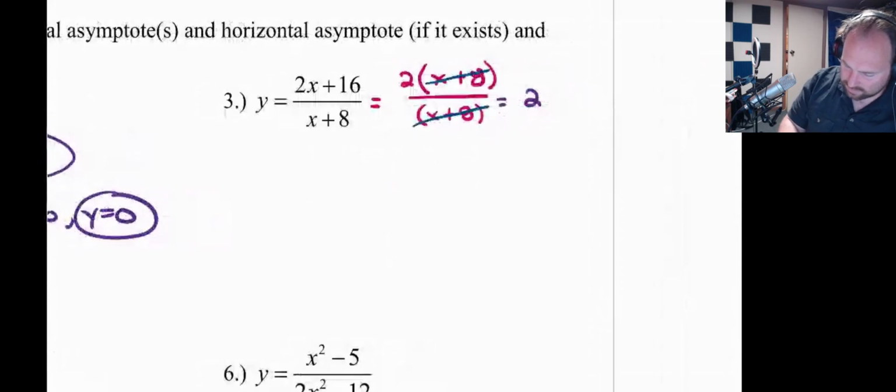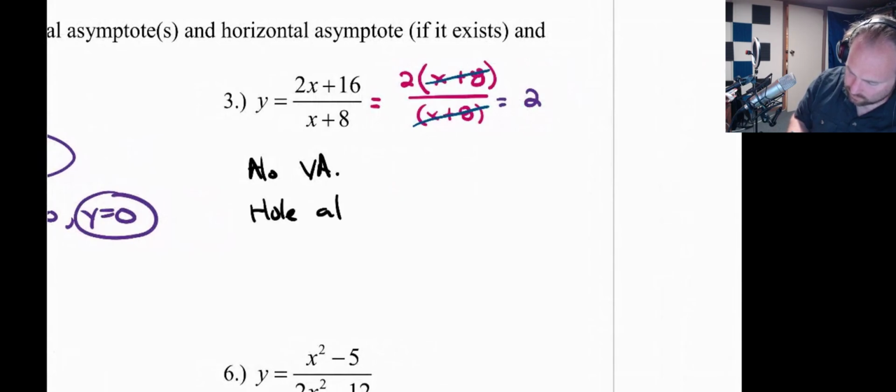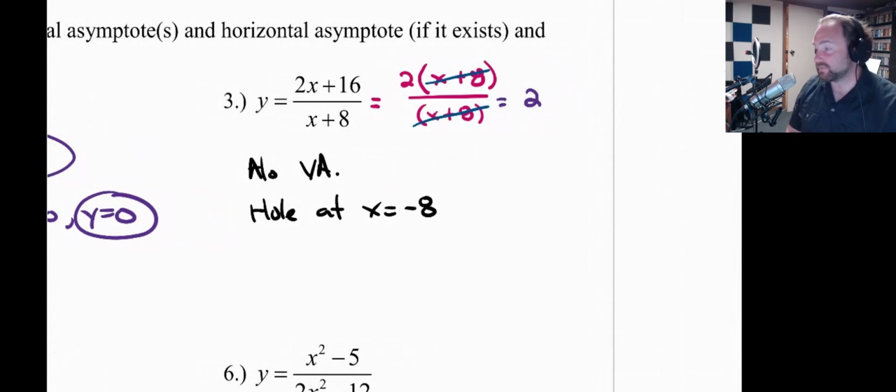Okay. So anyway, there is no vertical asymptote on this one. But there is a hole at x equals -8. You will not see that on the graph, even if you graph it on Desmos. I don't think Desmos shows you holes. You have to click on it and say, oh, -8, there's nothing there.